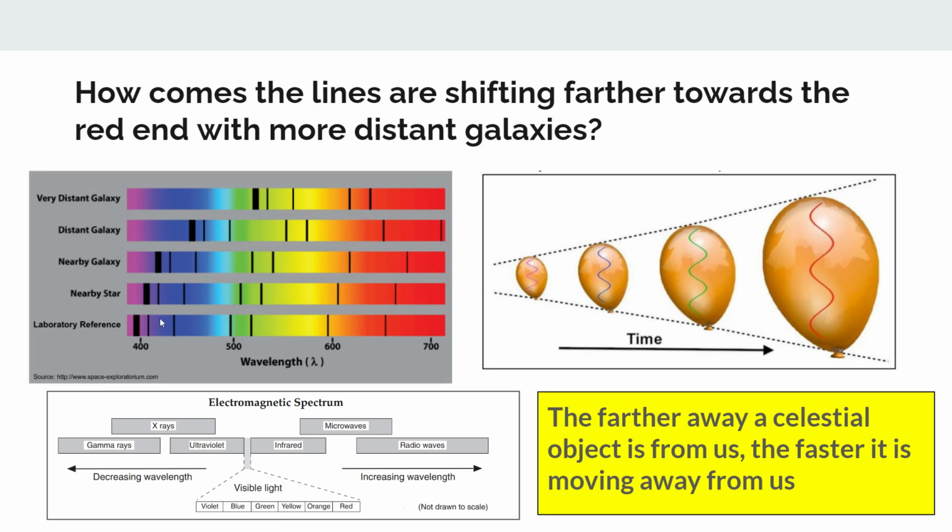How come everything is looking like it's shifting more towards the red side? The farther we are looking out into the universe, the more the lines are moving towards the red side. That's because the farther away a celestial object is from us, the faster it is moving away from us. So very distant galaxies have shifted way far away from us. The universe has expanded much more as it's moving away. And closer things like nearby stars are taking their time to move away from us. So the more the lines are shifting towards the red, the more those objects have moved, or are moving away from us at a faster rate.